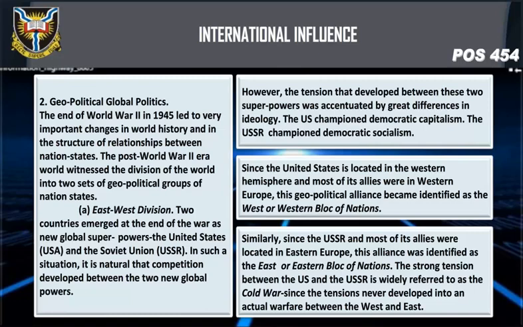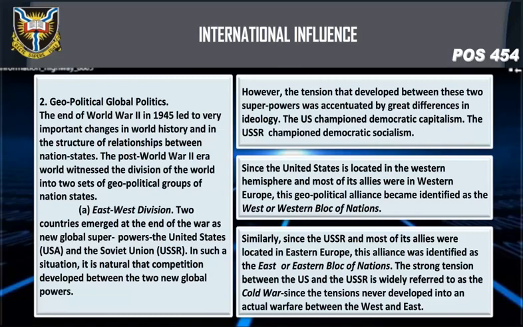In such a situation, it is natural that competition developed between the two new global powers. However, the tension that developed between these two superpowers was accentuated by great differences in ideology. The US championed democratic capitalism. The USSR championed democratic socialism. Since the United States is located in the Western Hemisphere and most of its allies were in Western Europe, this geopolitical alliance became identified as the West or Western Bloc of nations.